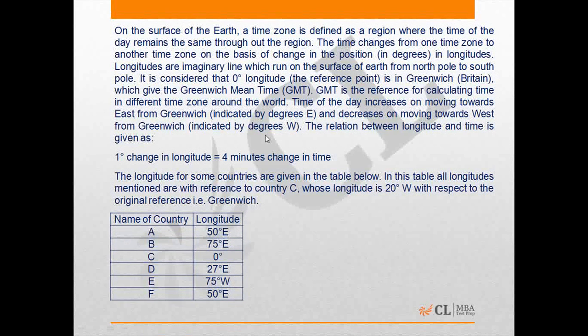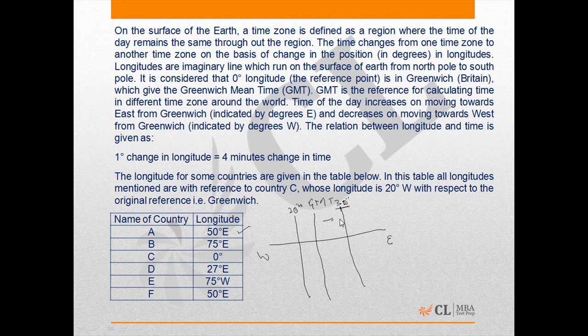And longitude for some of the countries has been given in the table, and in this table all the longitudes are mentioned with reference to C. So let's say C is a line over here, this is east, this is west, and this is GMT. C is a line that is 20 degree towards the west, so 20 degree west, and then A with reference to C will be 30 degree ahead of GMT.